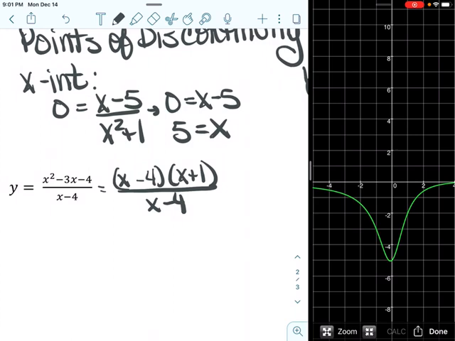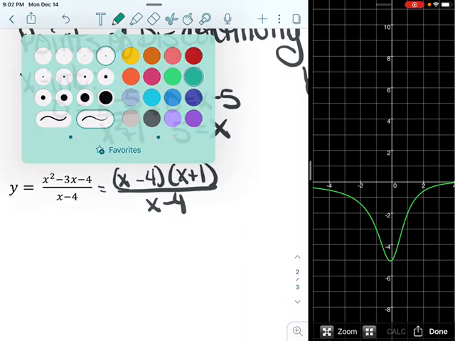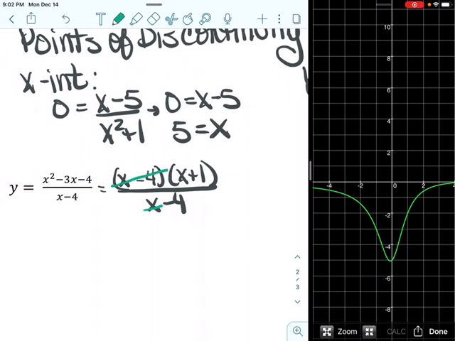And then I noticed that both the numerator and the denominator contain the factor x minus 4. So we're going to be able to divide that out. Think of it as reducing a fraction, like 2/4. I can divide both of them by 2 and get 1/2. Here I'm dividing both of these by x minus 4, and I'm going to get x plus 1.